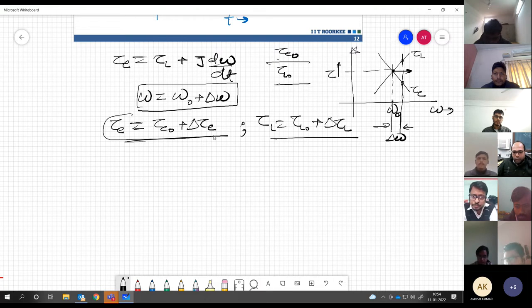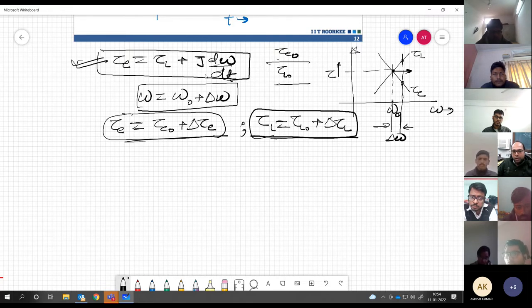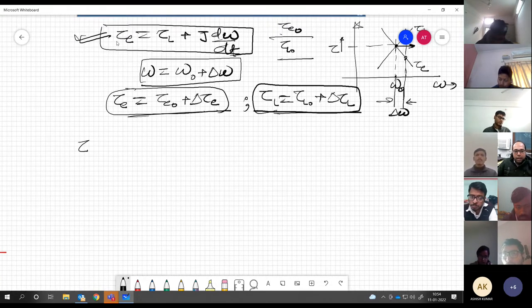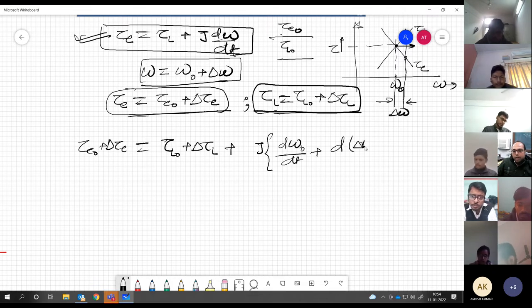Now, whatever value you write for electromagnetic torque, for omega, for anything, this equation is always valid. So we can plug these values into this equation and see what we get. I am writing this here. So tau E0 plus delta tau E equals tau L0 plus delta tau L plus J, and there are two quantities now, omega and delta omega, and both are dynamic. So J d omega naught by dt plus J d delta omega by dt, correct?